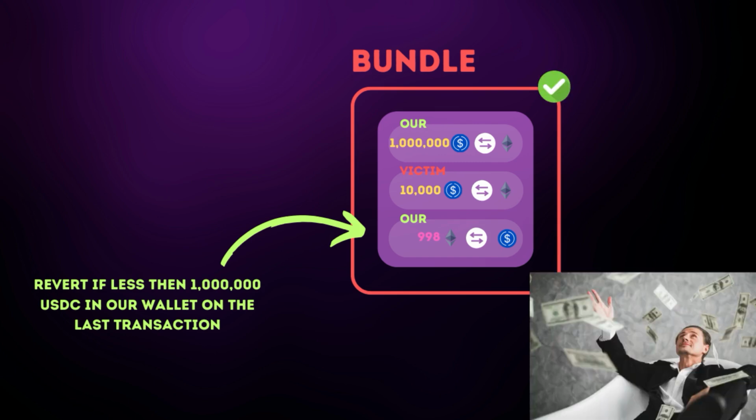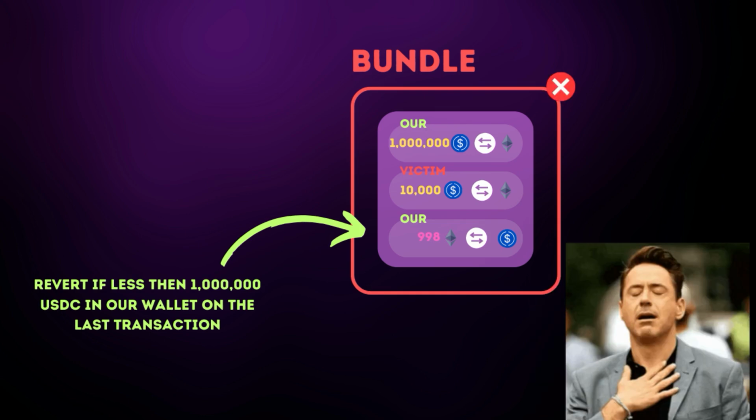So if everything goes well, congratulations, you have made some profit. But if something happens, then all of the transactions in the bundle get reverted and it is as if nothing happened. So you will not lose the initial 1 million in the first transaction.